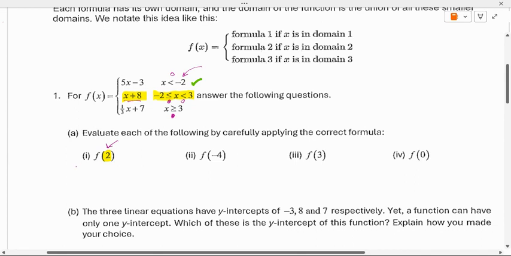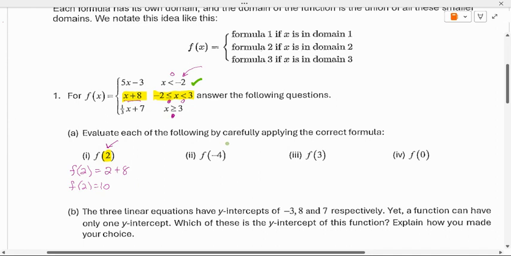So f of 2 equals 2 plus 8. So f of 2 equals 10. Let's look at our next one.